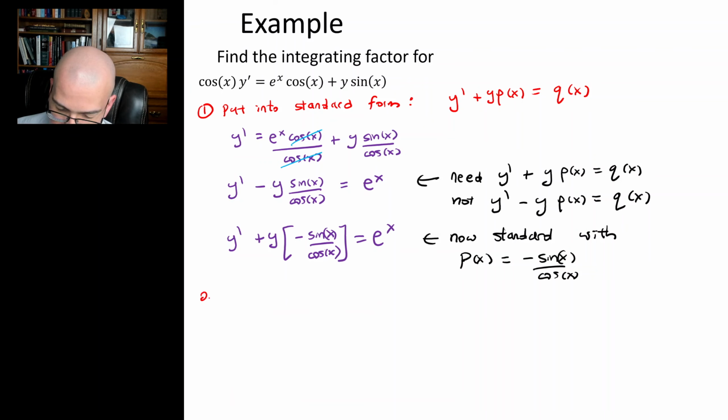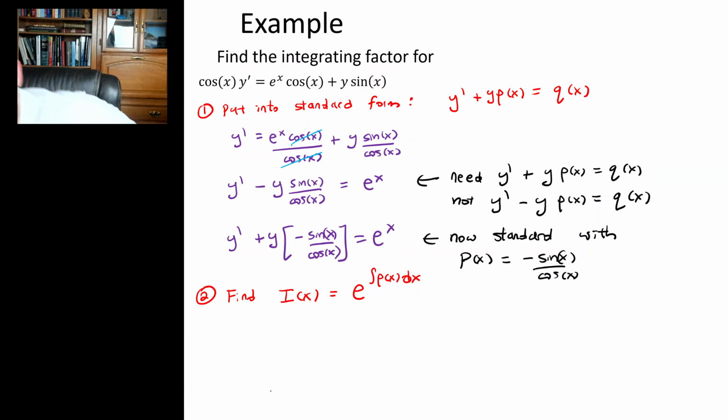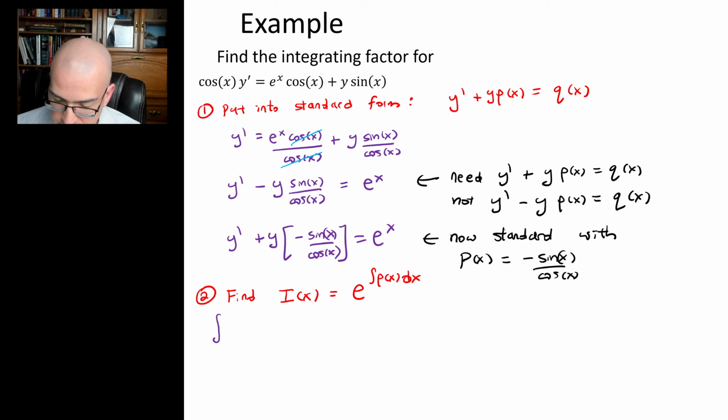Step 2. Find our integrating factor. Find I of x is equal to e to the integral of p of x. All right, so let's first integrate p of x and then stick it into the exponential function. So we have the integral of p of x dx is equal to negative integral of sine of x over cosine of x.